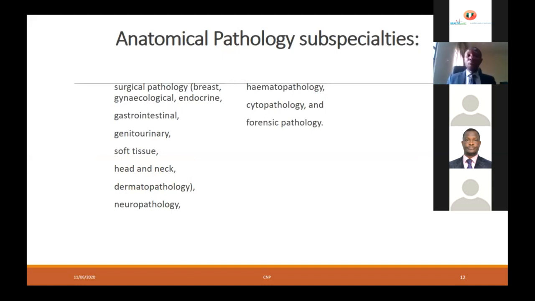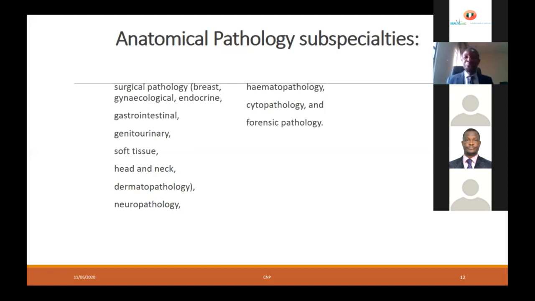So in other countries, the moderator described me as a generalist. In Nigeria, we are mostly generalists, but in other countries, you are required to subspecialize most of the time. So I would probably be a neuropathologist and I would have no business looking at breast or gynae pathology.